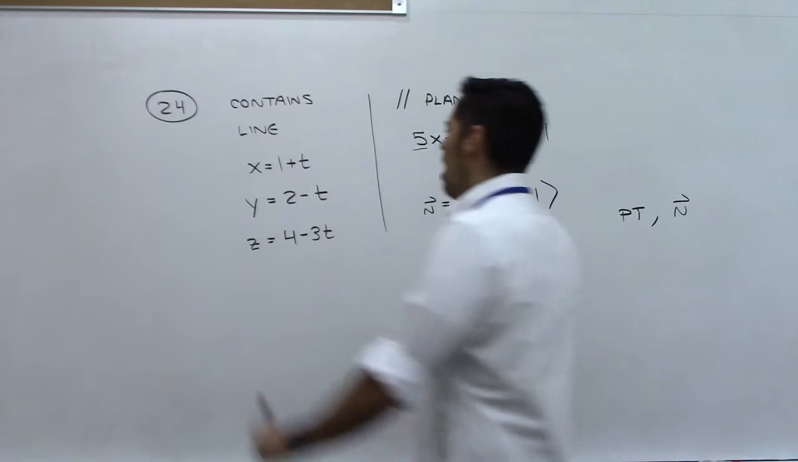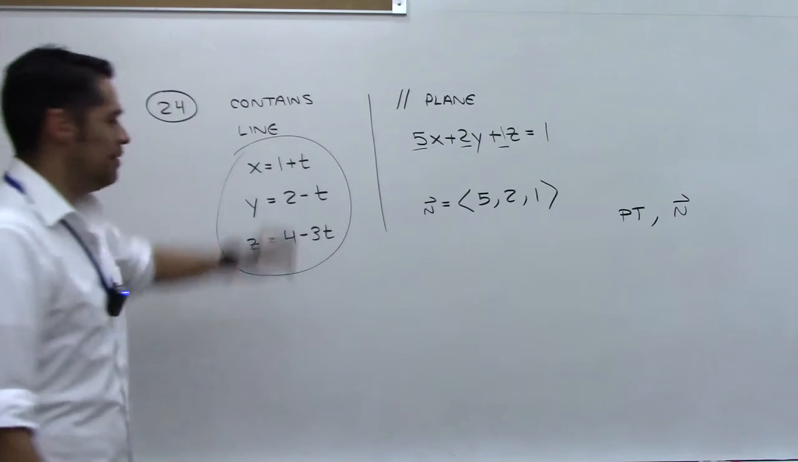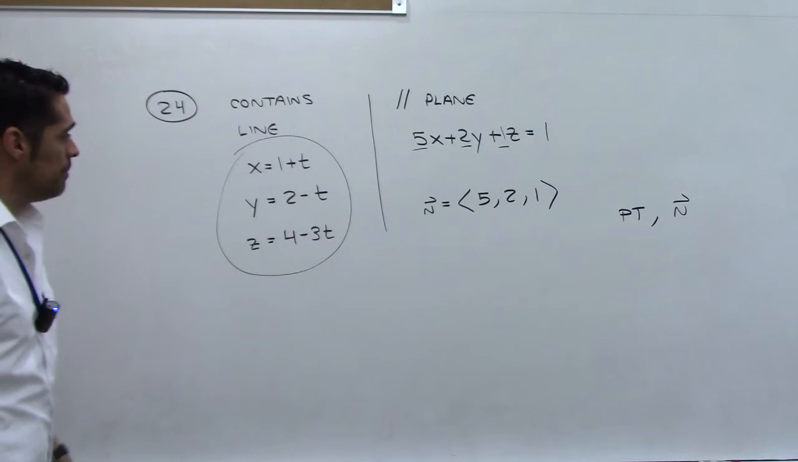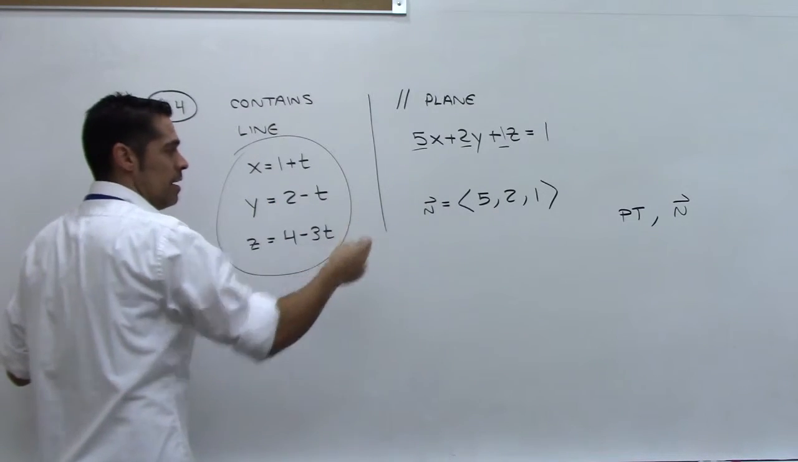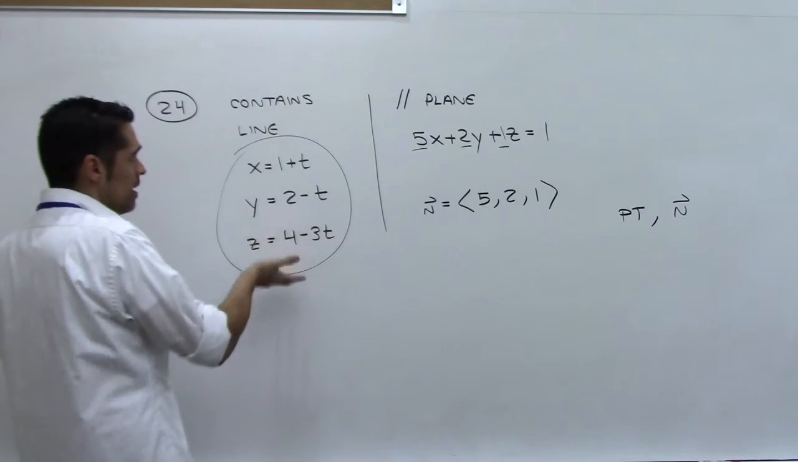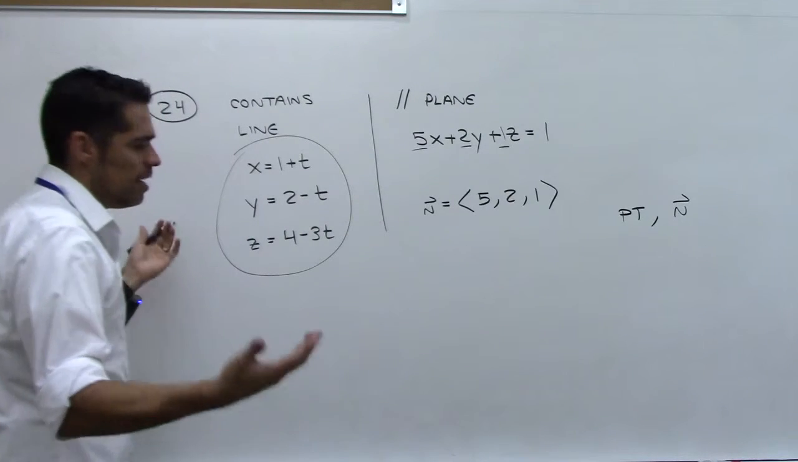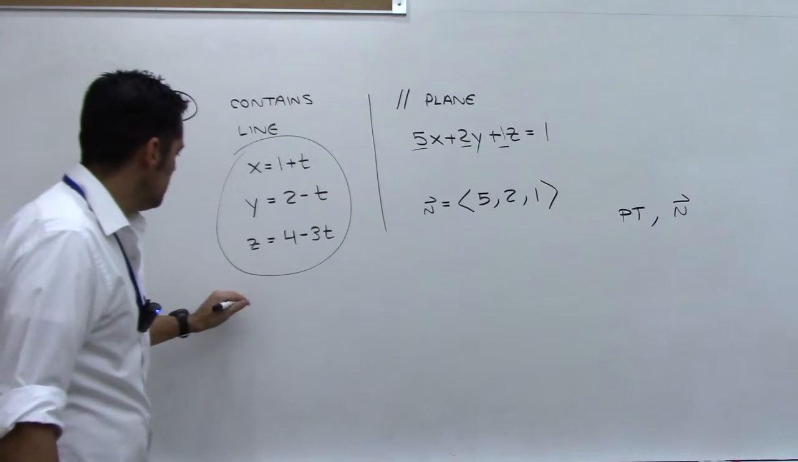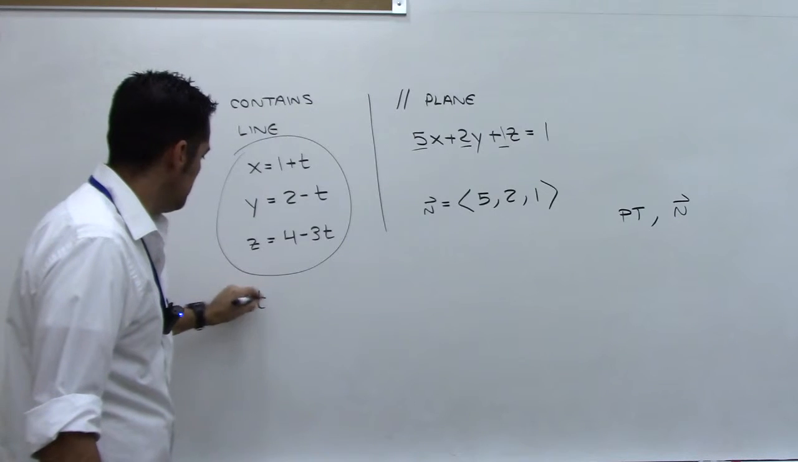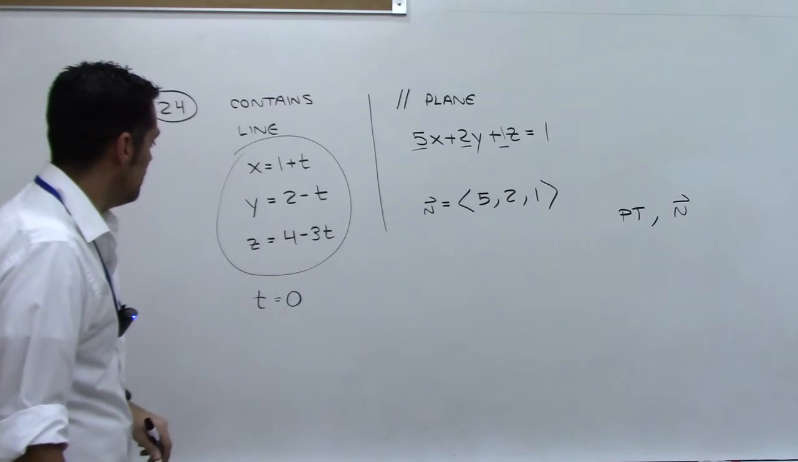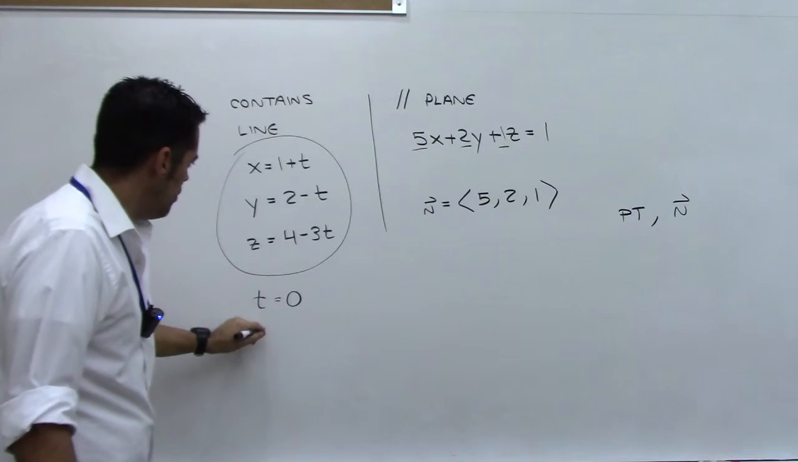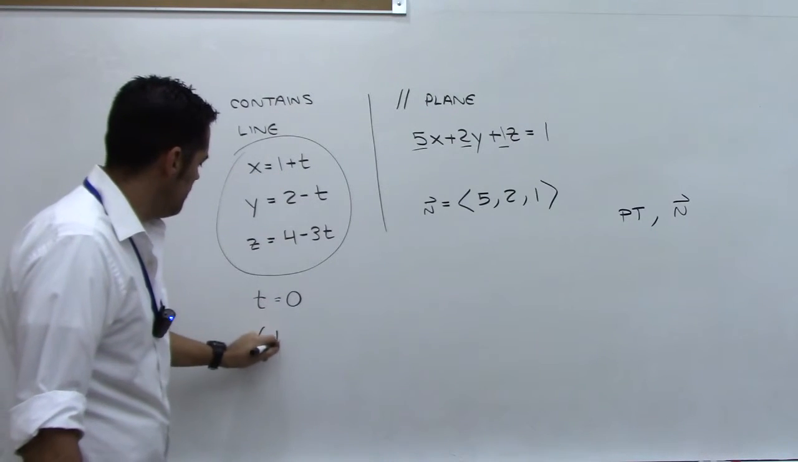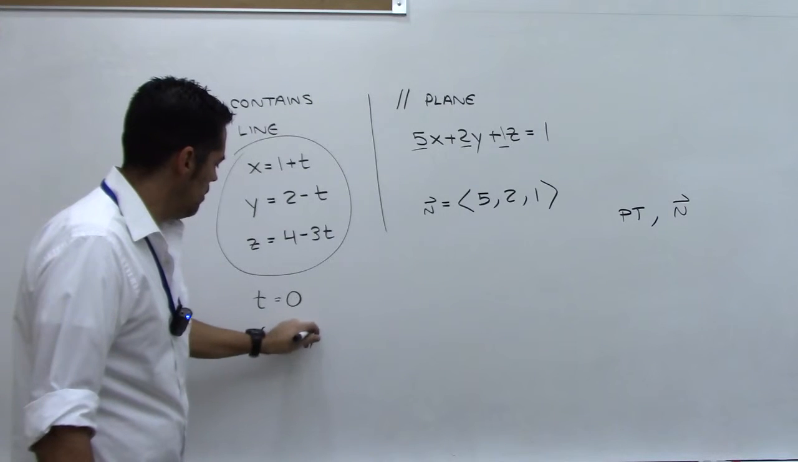Well, if that entire line is on the plane, then every point on this line is on our plane. And I just need one of them. So how can I get a point on this line? Just let t be anything you want it to be. Just get a point off this line. Let t be, let's say 0. I like 0 because it's easy to plug in. If t is 0, where are you going to be? You're going to be at the point 1, 2, 4.